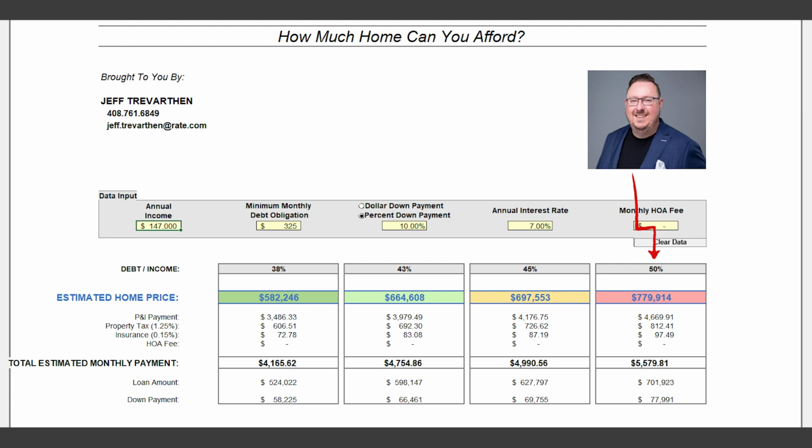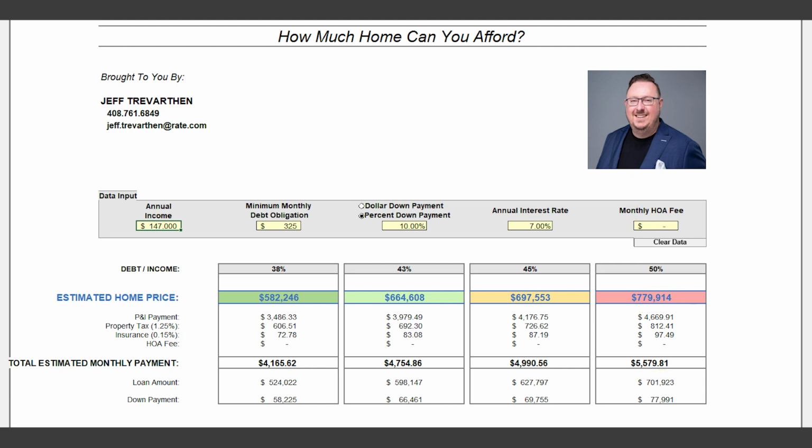You can actually go over 50% in some instances, but that will probably take into account mortgage insurance, and that's about the maximum you're going to be able to afford when you're buying one of those properties. But at 50%, you can definitely go that high if you want to, but it's not always recommended. Just because you can qualify for a $779,000 house doesn't mean that you want to make a $5,579 monthly payment, right? So this is just an example of how to use this.